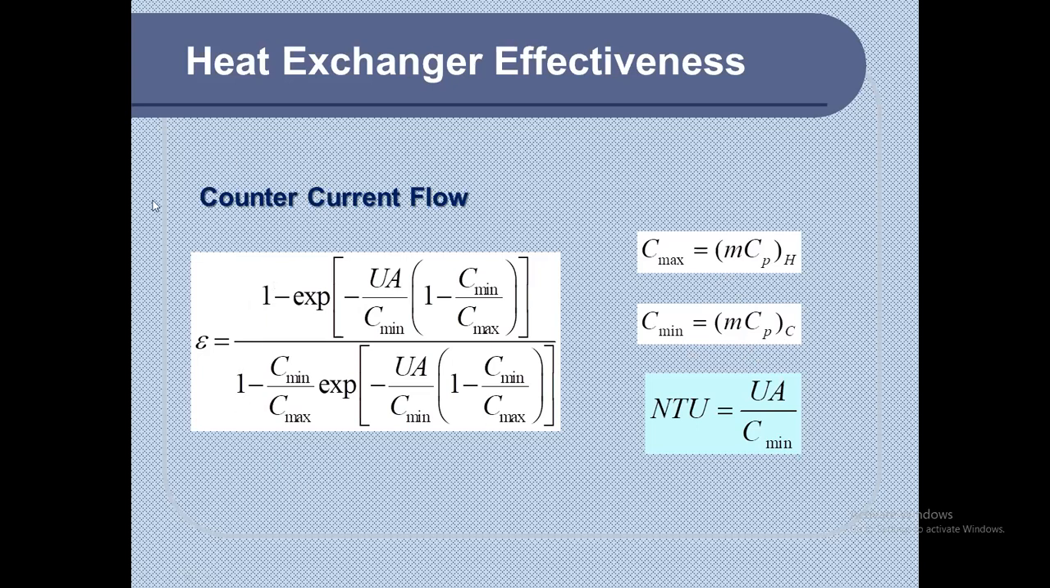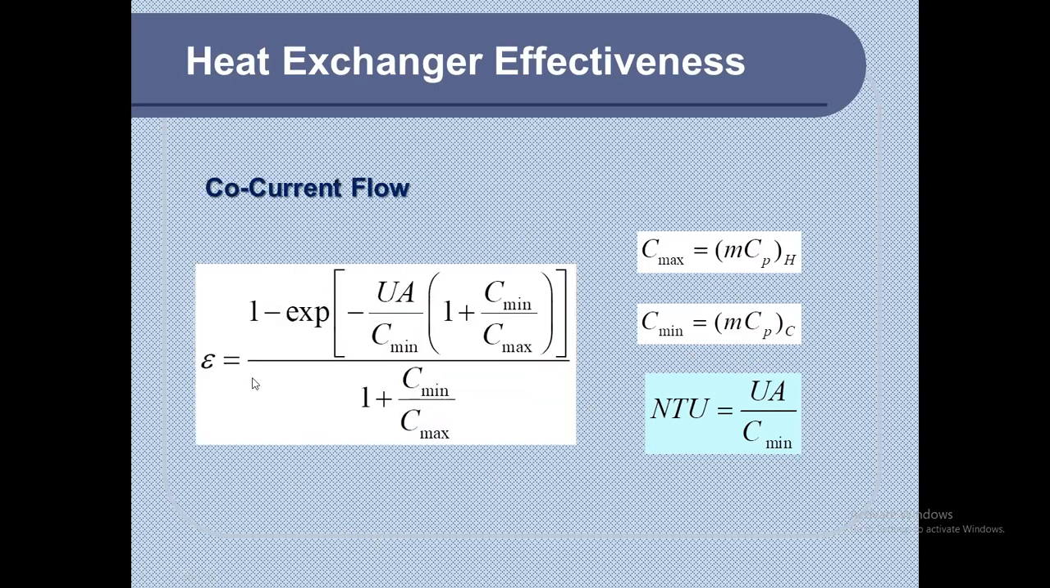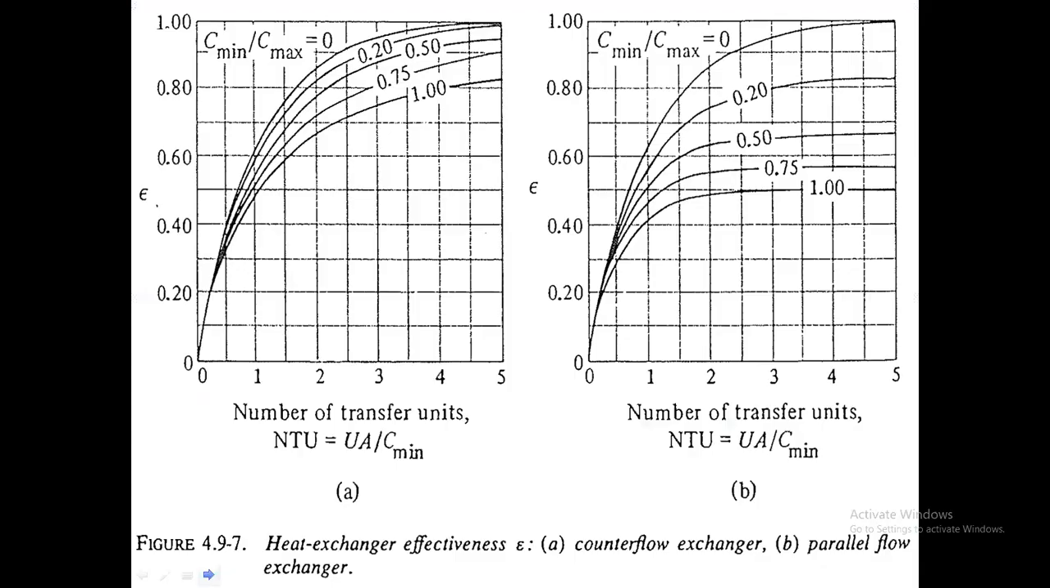So this is your formula for counter current flow effectiveness, and this is the effectiveness formula for co-current flow. Now that doesn't change in terms of the NTU, the formula for it doesn't change at all. Now I mentioned that you can also get the effectiveness based on these diagrams.